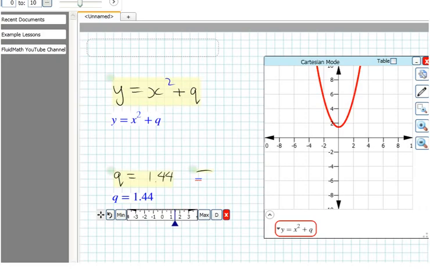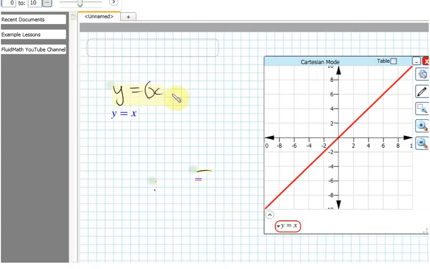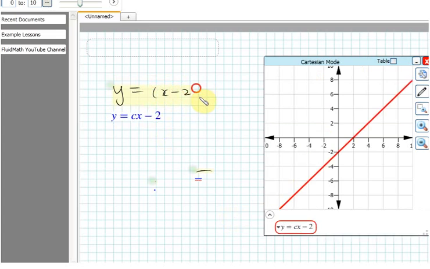I will then erase this, erase, erase, erase. Cool. And what am I going to do now? I'm going to put something else around here. So x minus... that's not a bracket. Bracket? No. X minus 2. Let's see if it makes sense.